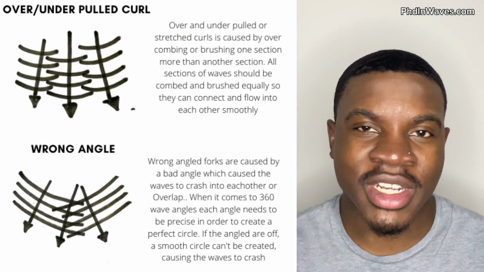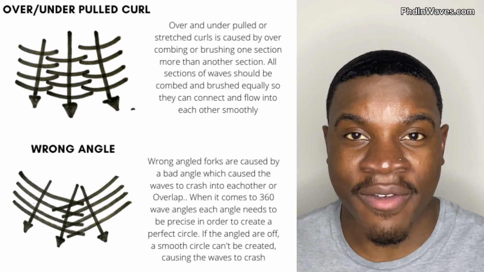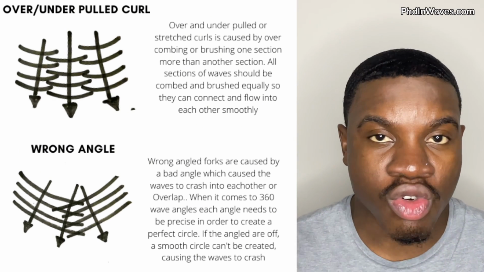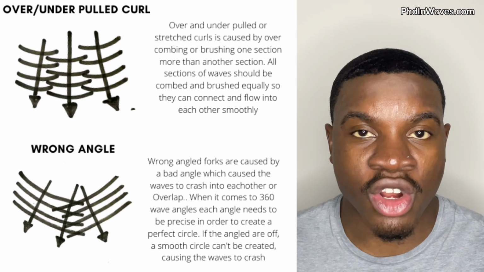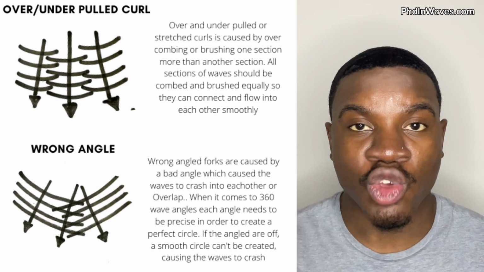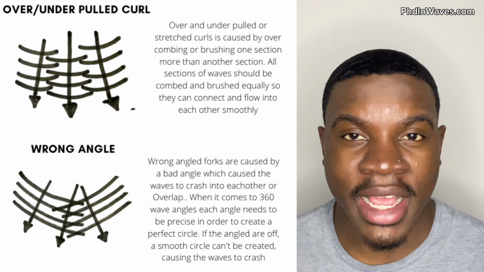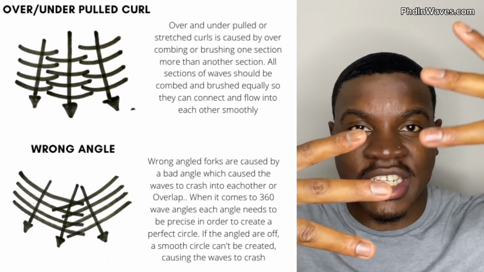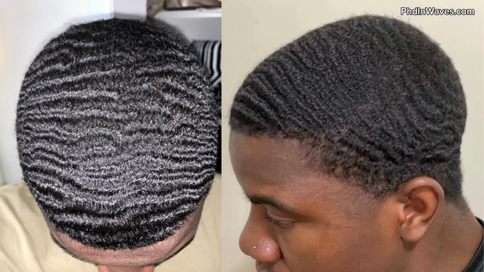All right, so there's pretty much two reasons why you have forks. Either you have bad angles or parts of your wave pattern aren't stretched evenly. You basically have to look at your wave pattern like a puzzle. You want all your connections to line up with each other, and when they're not aligned, they're going to create a fork. You want everything to align nicely, and that's going to form connections.